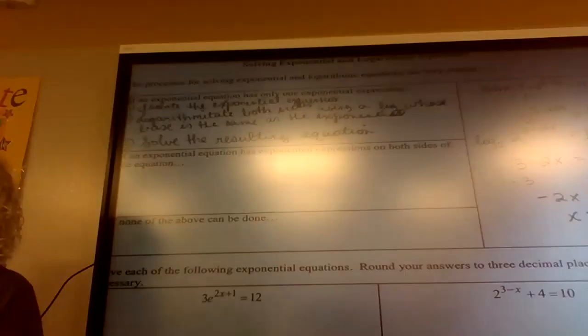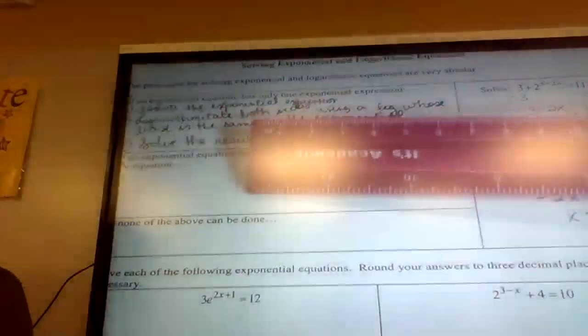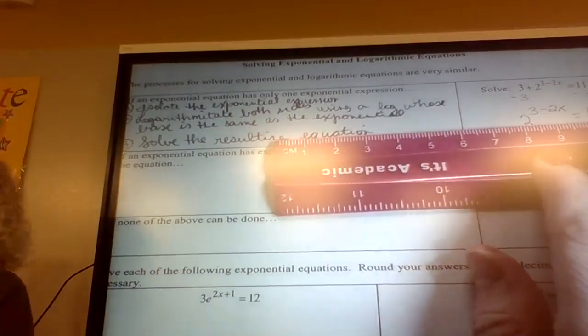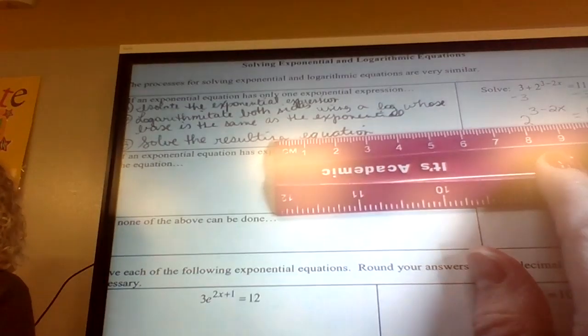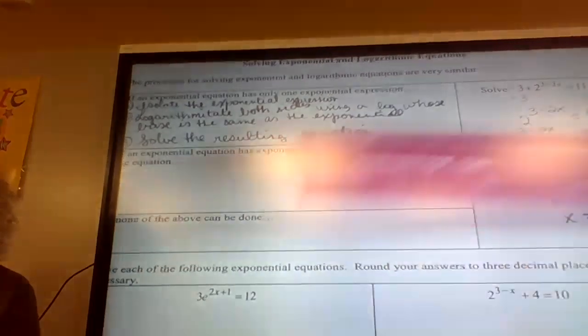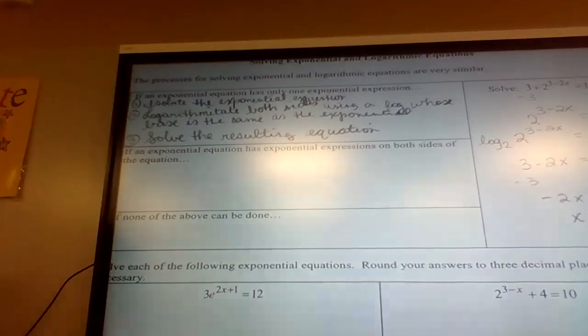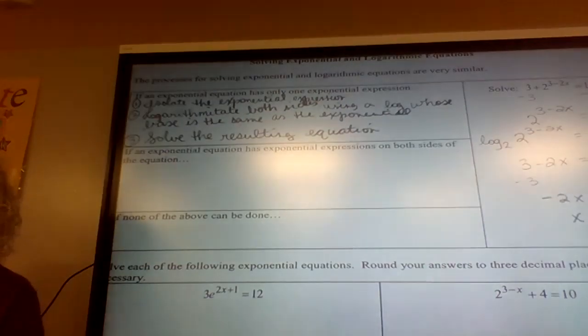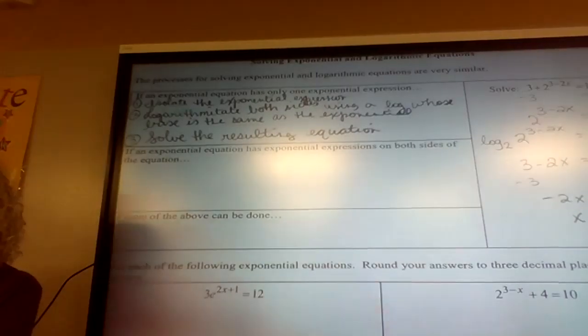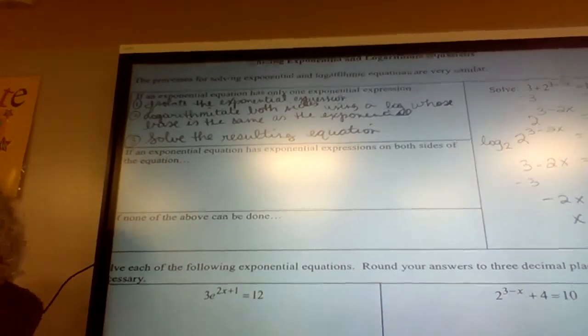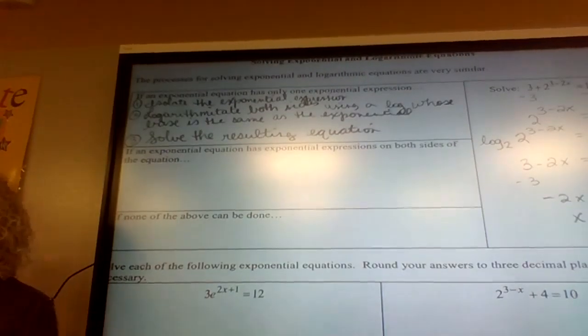You can also, if it only has one expression, at this point right here, you can also just change it into a logarithm. You would have log base 2 of 8 equals 3 minus 2x, or 3 equals 3 minus 2x. So you can also just change it around. But you have to do this later on, so that's why that's told to you, but you can do it that way too. All right, if an exponential equation has an exponential expression on both sides of the equation, there's one on both, okay? So the first thing you're going to do is attempt to get the same base on both sides.